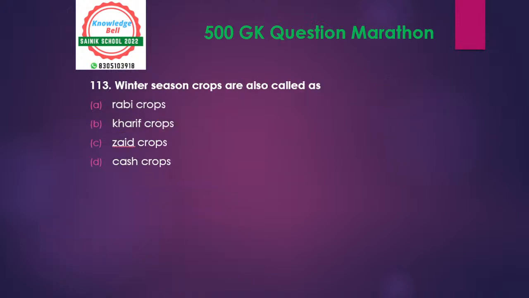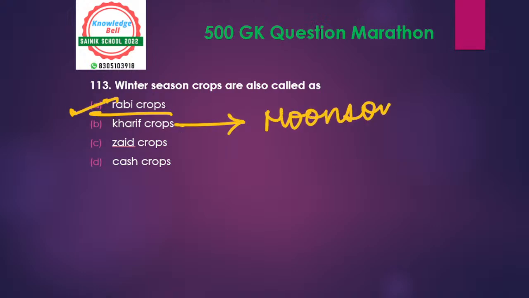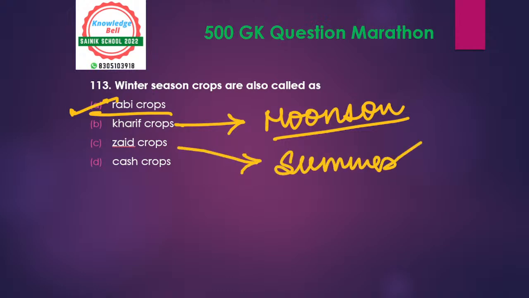Question number 113. Winter season crops are also called as. Quickly, all of you answer quickly. What is another name for winter season crops? Rabi crops, kharif crops, Zaid crops, or cash crops? Good. Winter season crops are called rabi crops. Kharif crops are monsoon crops. Summer season crops are called Zaid crops.